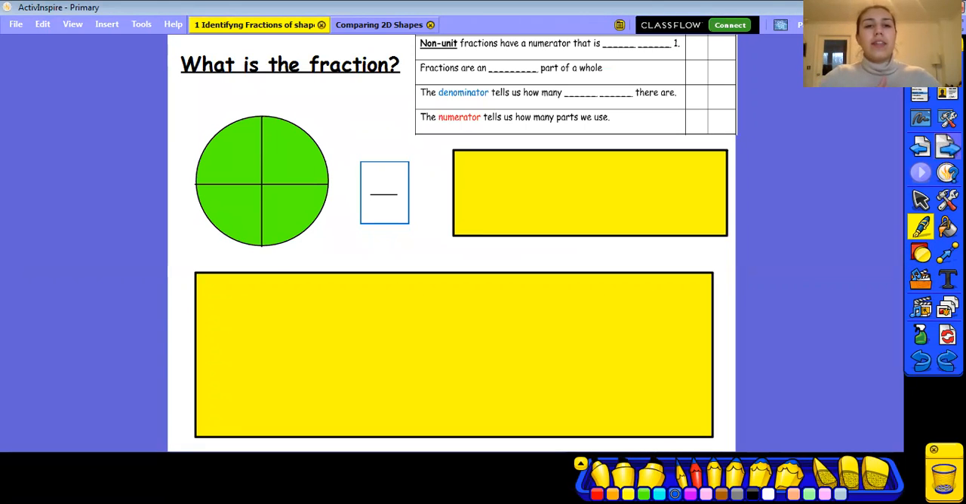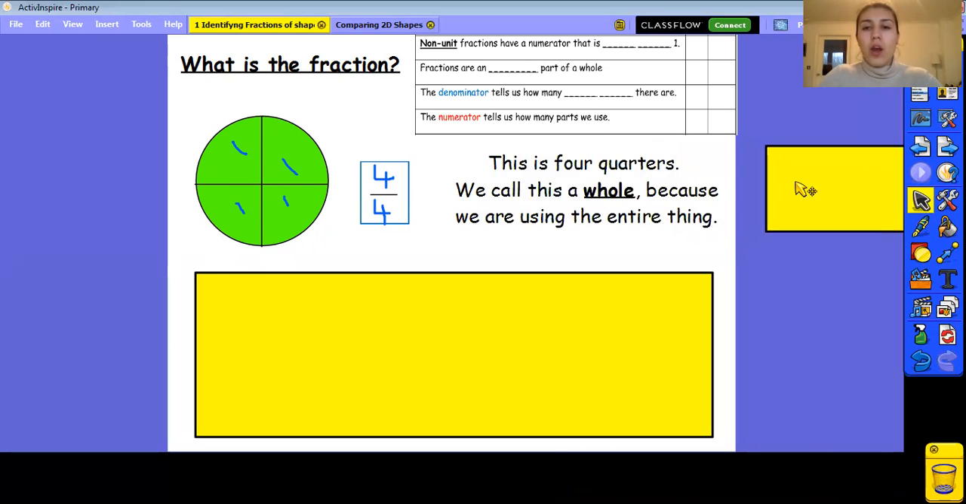So having a look at this then. What fraction is being shown? Well, let's have a look at the denominator. The denominator tells us how many parts there are. 1, 2, 3, 4. Well done, I've got 4 equal parts. How many of my equal parts are shaded? Fantastic, they are all shaded. So 4 parts are shaded. So we would have 4 quarters.